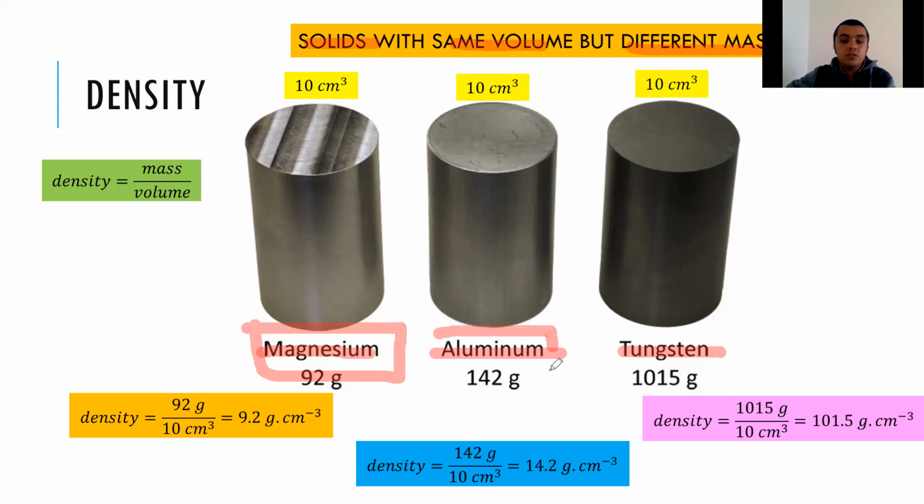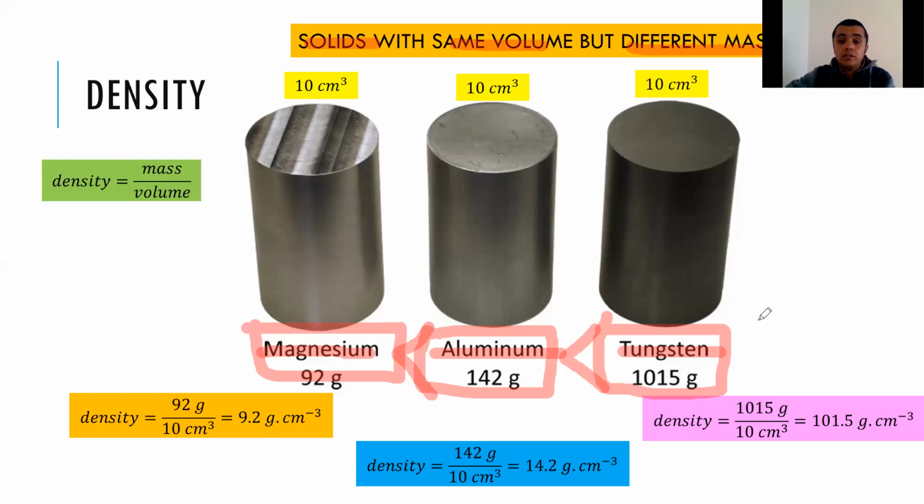When you put it on a scale, you see that the first one, the magnesium, shows you 92 grams, aluminum shows you 142 grams, and the tungsten shows you 1015 grams. It's almost more than 1 kg. And if they have the same volume, the one which has higher mass is going to have higher density. So I can say that the density of tungsten is more than aluminum, which is more than magnesium. So if you have solids with the same volume but different masses, the one with higher mass will always have the higher density. That's how we can understand.